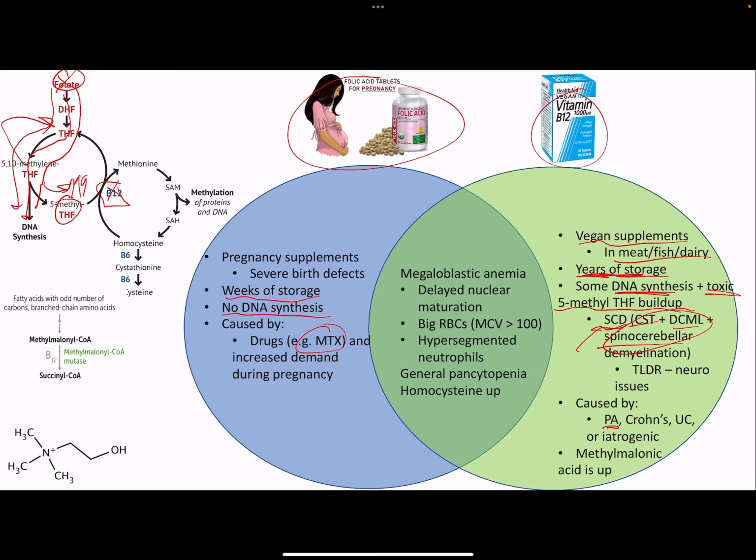Pernicious anemia. You have an autoimmune condition. It screws up your parietal cells. You can't make intrinsic factor. You need intrinsic factor to bind to B12 for it to absorb into your intestines. So that's one way.